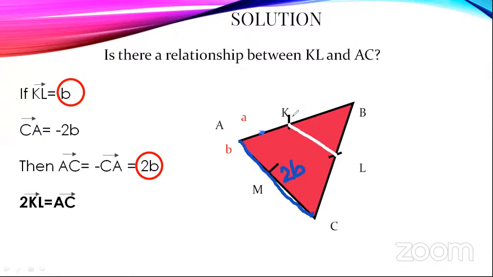So we are seeing that KB is b. We were told that CA, which is going in the opposite direction, was minus 2b. So if we're looking at AC, we'll realize now that it is 2b. Now, can we see that KL is a half of AC, or AC is 2 times that of KL?